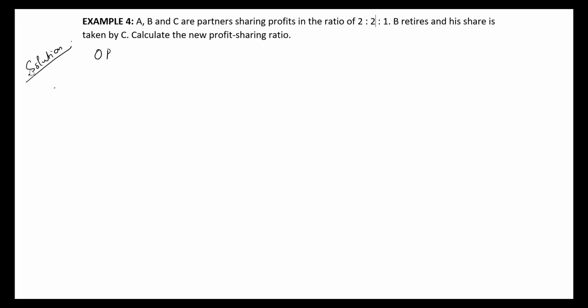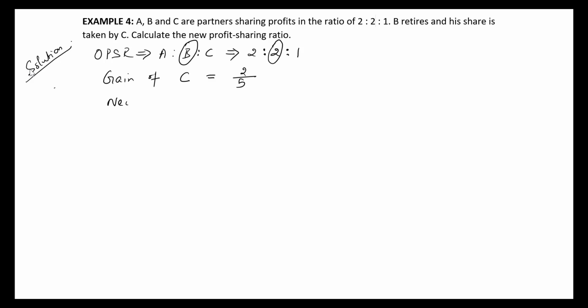It's given in the problem that the old profit sharing ratio between A, B and C is equal to 2:2:1. B retires, and further it is said that his share is taken up by C. So, gain of partner C is equal to the entire retiring partner share, which is 2 divided by 5.